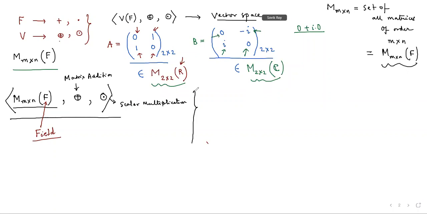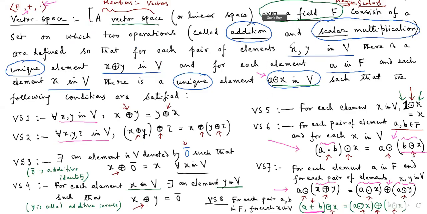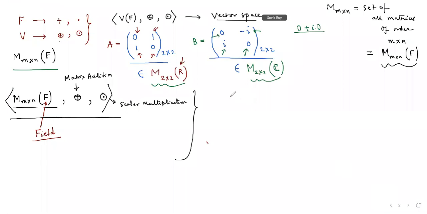Now the first thing that you have to consider is this particular part that you have written: for each element x, y in V, there is a unique element x plus y in V. Now you see that when we take two matrices A and B from the set M cross n F, it automatically implies that the matrix addition A plus B, which is the matrix addition I am defining, is also a matrix, of order m by n, and it will belong to the set itself, M cross n F. So it is quite obvious.